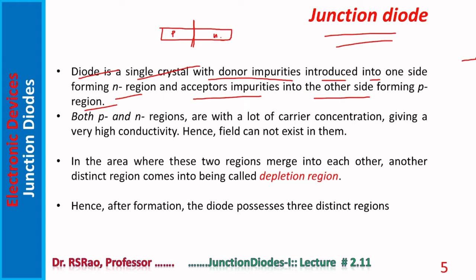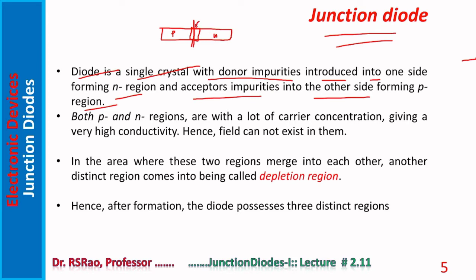After addition, immediately what happens is a small region surrounding the interface. This region is a special region. It is different from the P region. It is different from the N region. It is called the junction region or depletion region. This region comes into being.